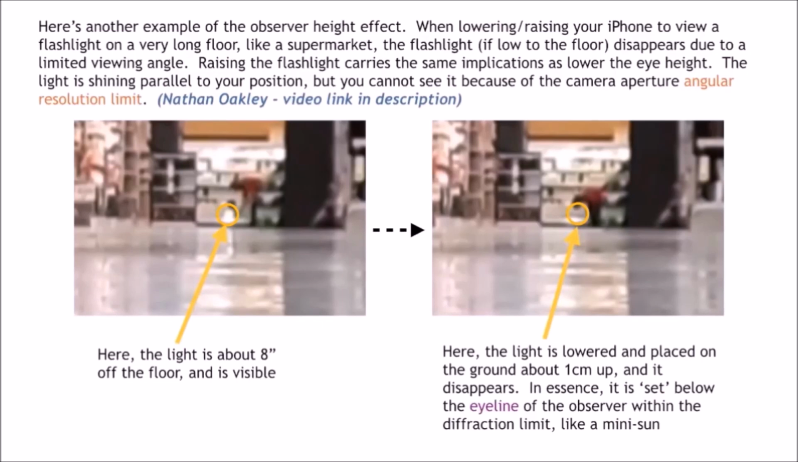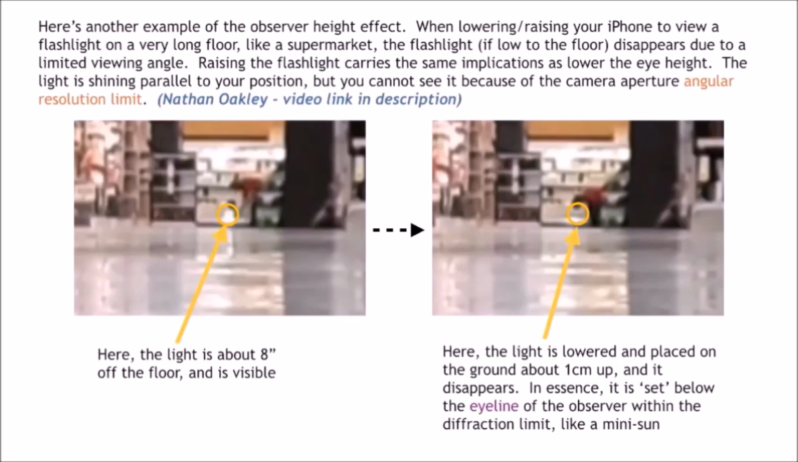So again, you can have your phone with the camera side down along the floor and very close to the floor, and you can do the same with a distant light source or any object for that matter, and you can raise and lower either your phone or the light source, and you will not be able to see it when both are on the ground at the same time.